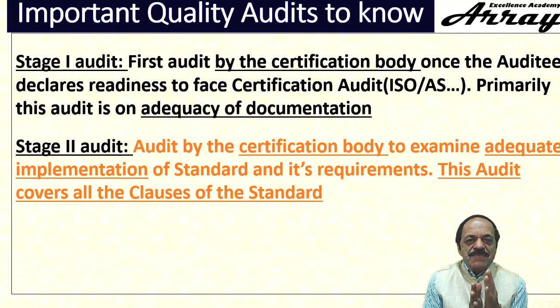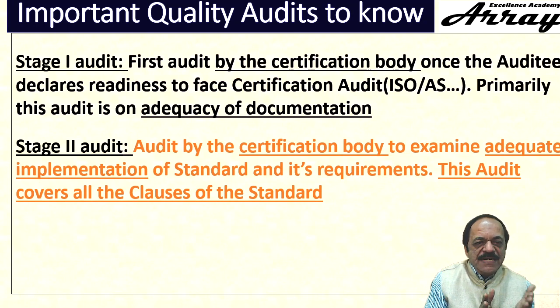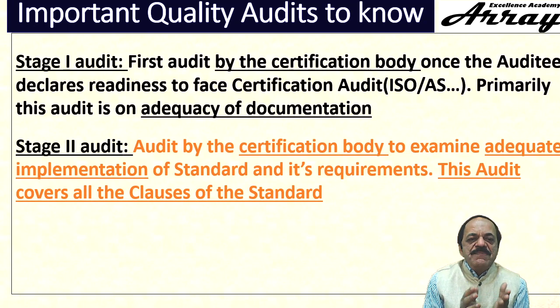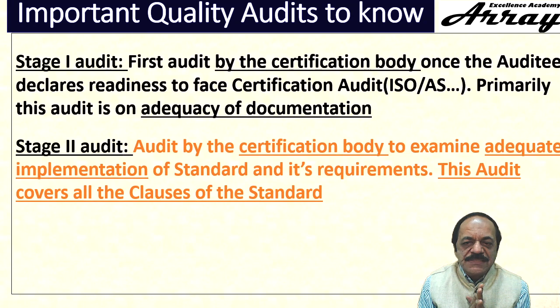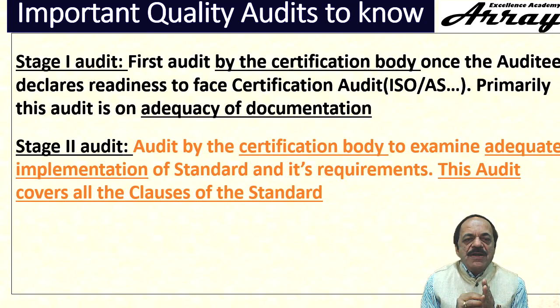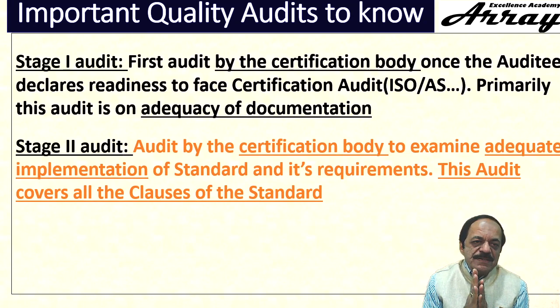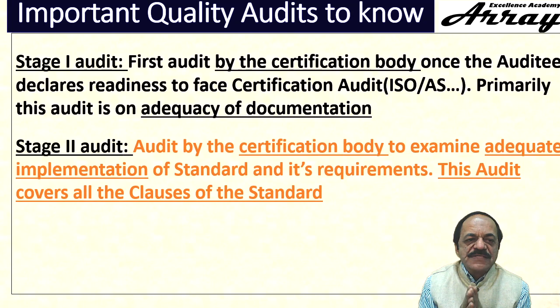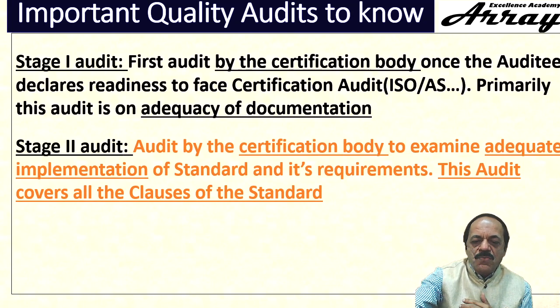Stage 1 was on documentation. Now they go to the real action areas or work areas and they check the implementation of the standard and its requirements. This audit covers all the clauses of the standard. Please remember, stage 2 audit should cover all the 10 clauses of the standard, say if they are auditing as per ISO 9001.